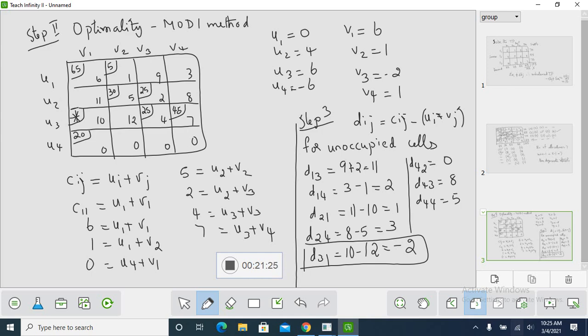So we need to remove this negativity by forming a loop. So how are we going to remove the negativity? That is our next constraint. What we'll do is draw a loop in such a manner, using only horizontal and vertical lines, to cover all these cells with this star.